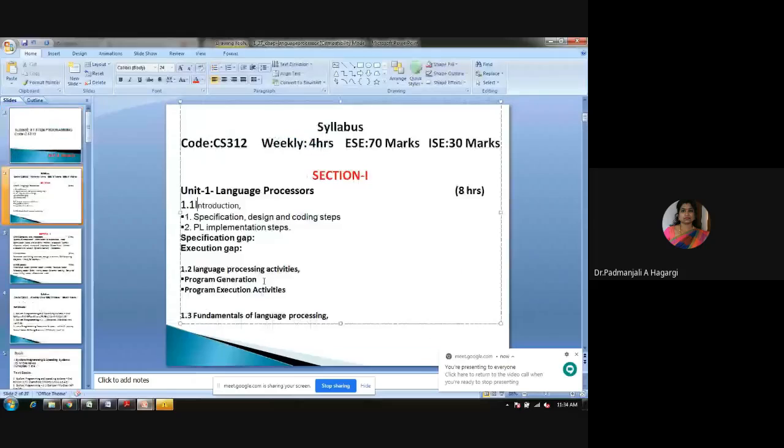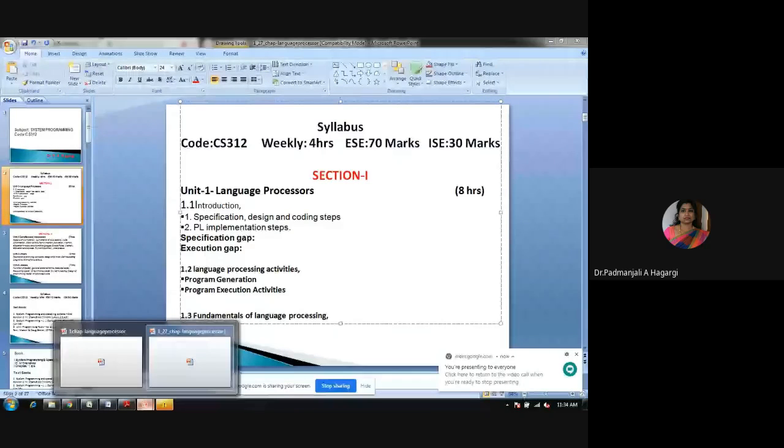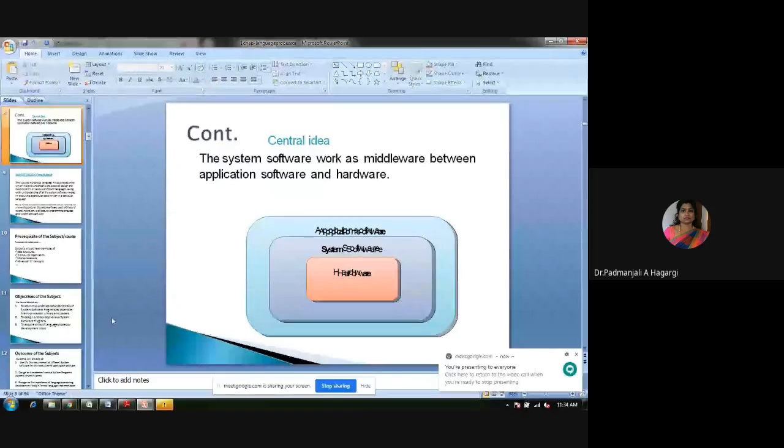Today's class will be all about program generation and program execution. Program generation and program execution. So you are seeing the screen.